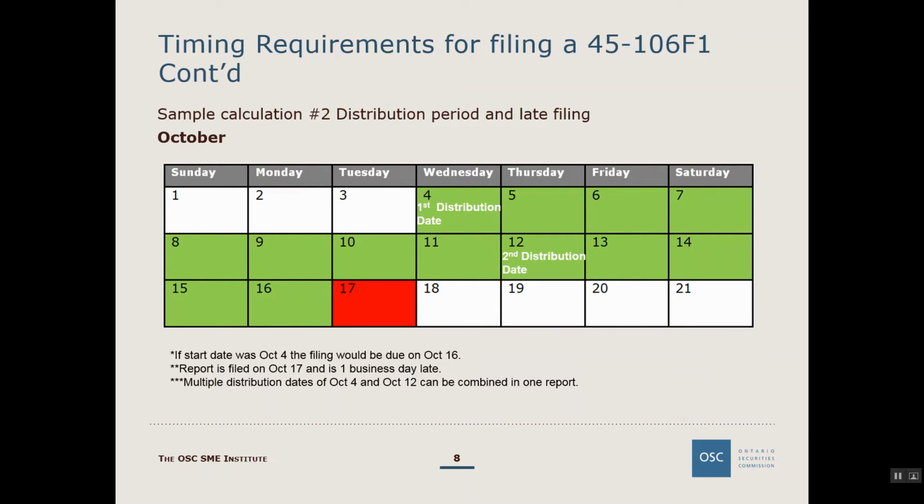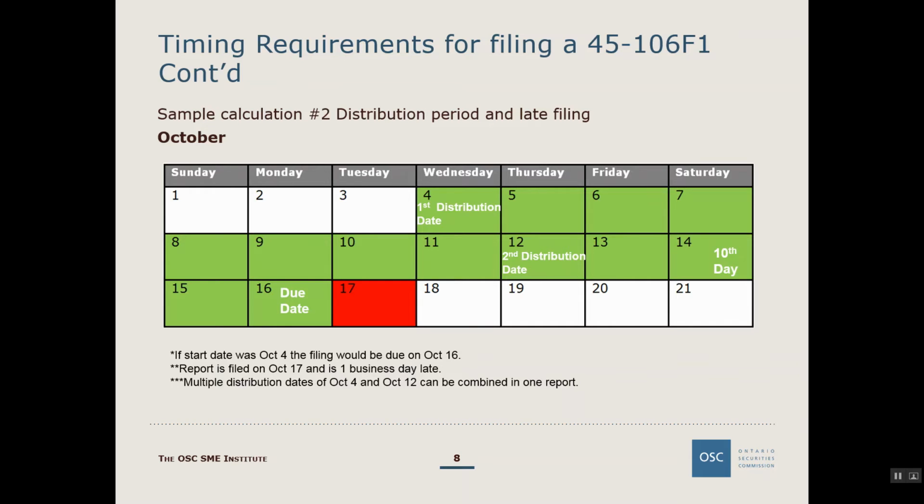The illustration on this slide indicates a start date or first distribution date of October 4th. 10 days from this date would be October 14th. However, because the 10th day falls on a weekend, the filing would then be due on the next business day in Ontario, which is October 16th.